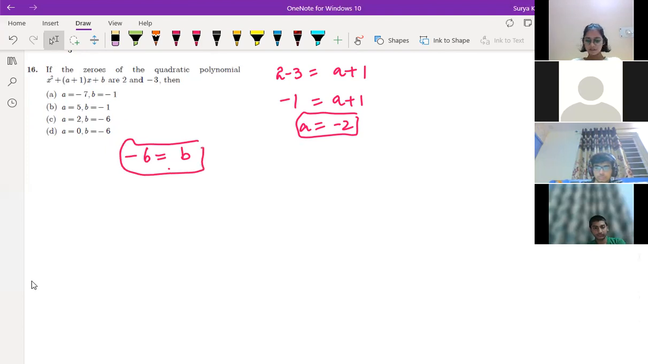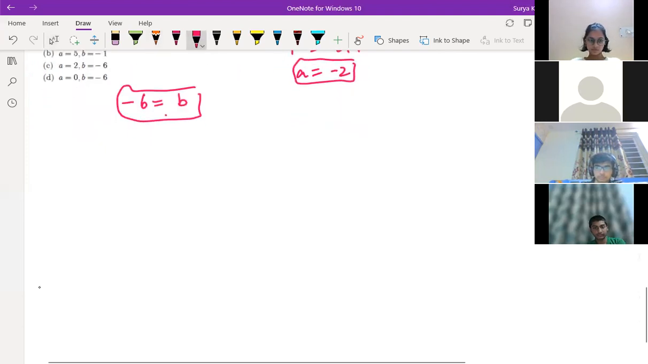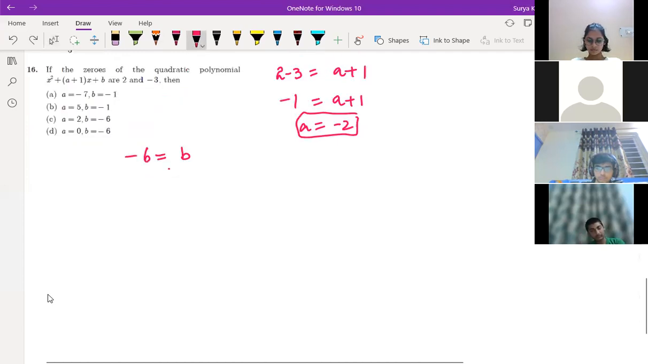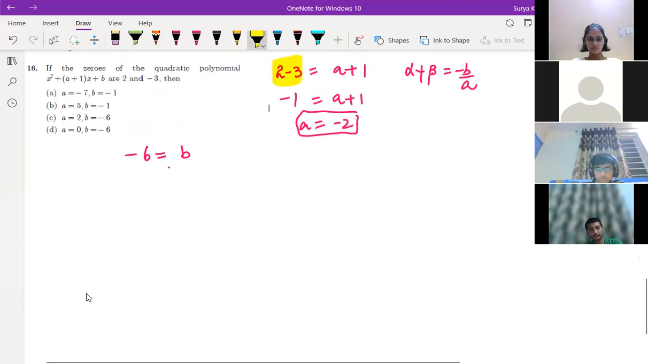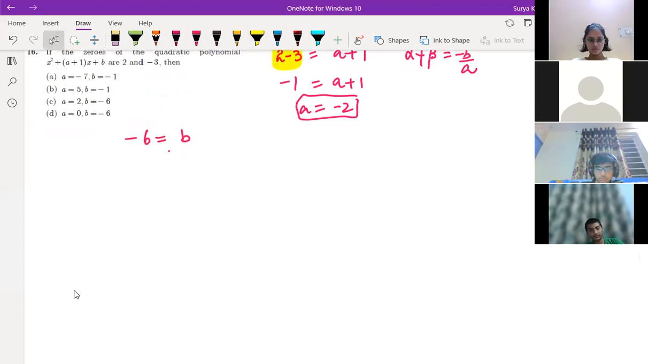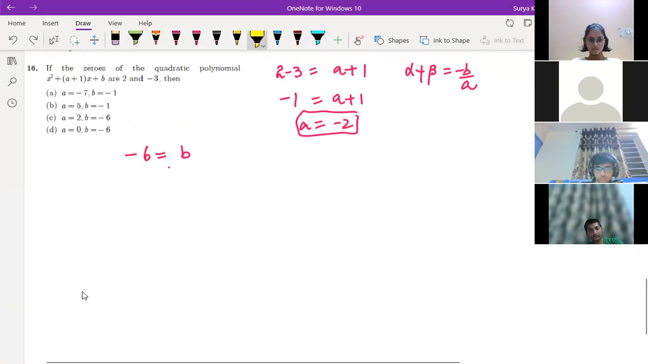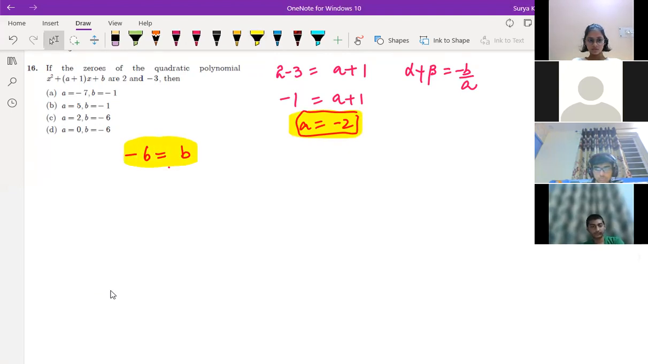See, Praharshan and Rasul, what you should do is apply the formula alpha plus beta and alpha beta. The alpha plus beta formula you already know, minus B by A. And what she has done is just summed up the roots, that is 2 and minus 3, that is minus 1. And A plus 1 is what? Minus B by A is 1 only, right? Then after solving here, A is equal to minus 2. Again, this is the product of the roots. The product of the roots is 2 into minus 3, so minus 6 is equal to C by A. So the answer is minus 6.